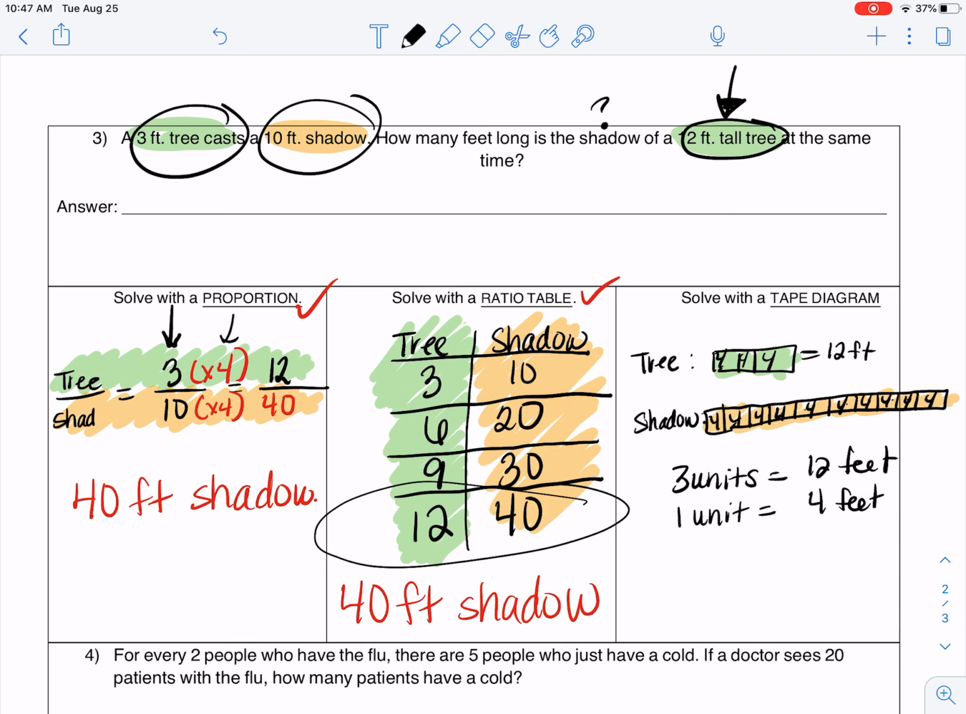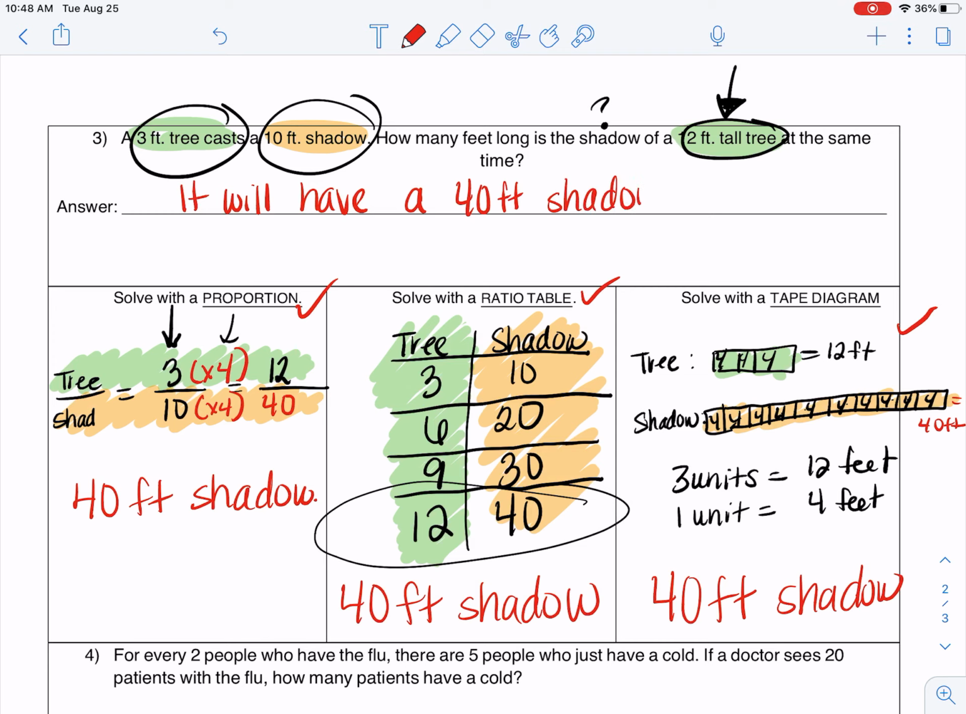So I already know how much my tree is. I want to know how much is the shadow. So if I do 4 plus 4 plus 4 plus 4 10 times, I get 40 feet. So I know if I have a 3-foot tree, 12-foot tree, I have a 40-foot shadow. It checks off. All 3 of them give me 40 feet. So I know for sure my answer is it will have a 40-foot shadow. Okay?